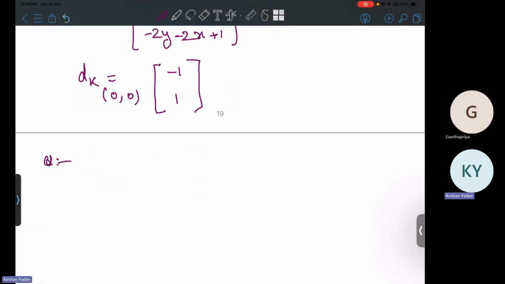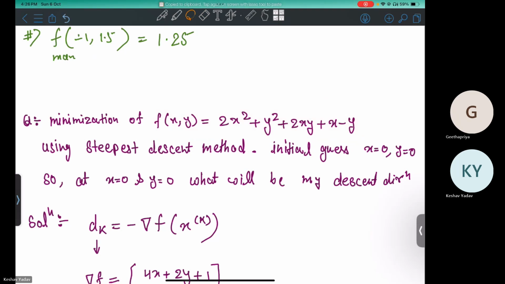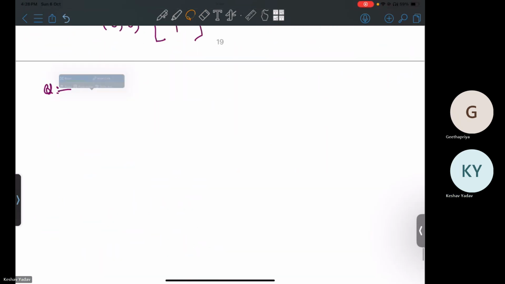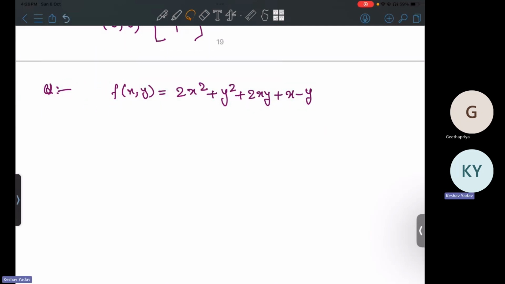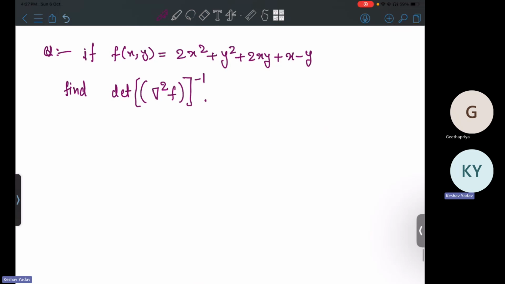The next problem is what? In the next problem, we have this same function. Now what I need to do? I need to find the determinant of the inverse of the Hessian of f. Okay, this is what we need to do in this question. If f(x, y) equals this, then we need to find this.